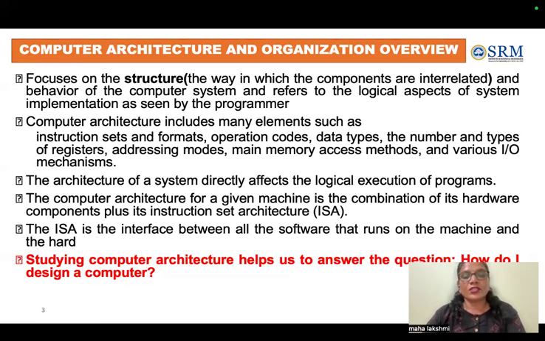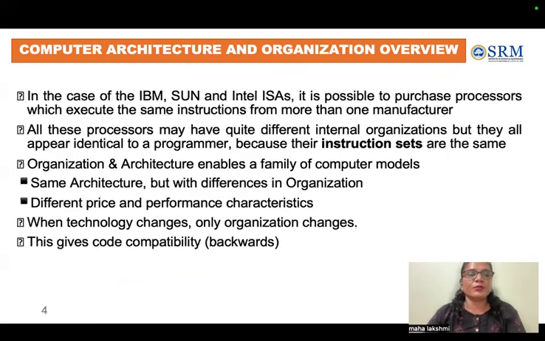So the computer architecture for a given machine is the combination of its hardware components plus its instruction set architecture. It can also be called ISA. The ISA is the actual interface between all the software that runs on the machine and the hardware. So ISA is a very important component of computer organization and architecture. It acts as an interface between the hardware and the software. Studying computer architecture helps us answer questions like, how do I design a computer?